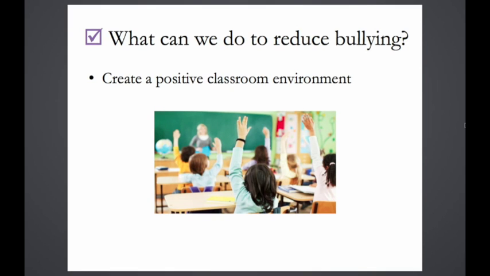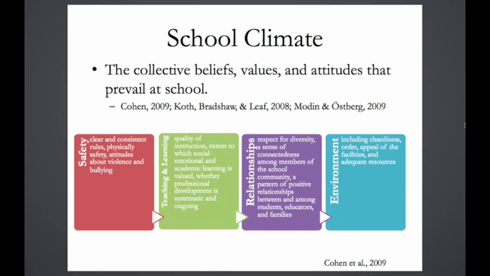So what is a class climate? School climate or class climate is the collective beliefs, values, and attitudes that prevail at a school. And it's measured in different components. So for example, safety. Are there clear and consistent rules? Physical safety, attitudes about violence, and bullying. So that encompasses school climate.